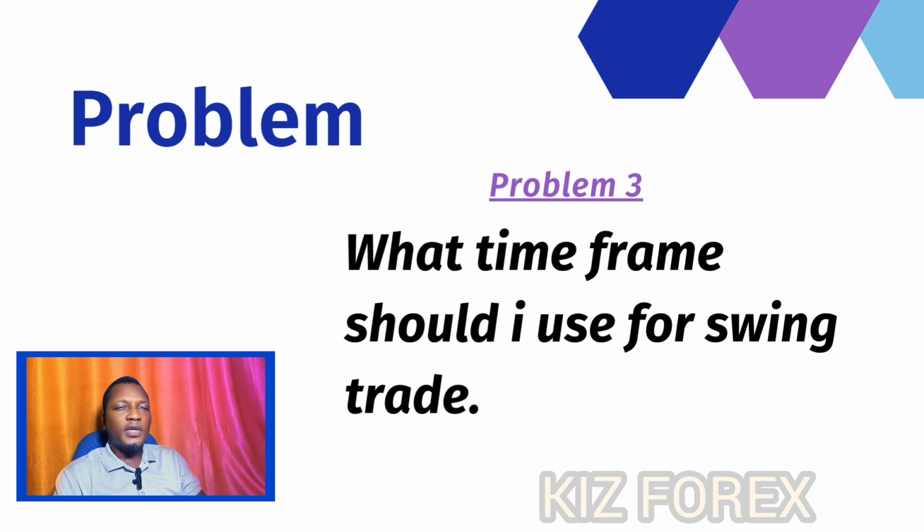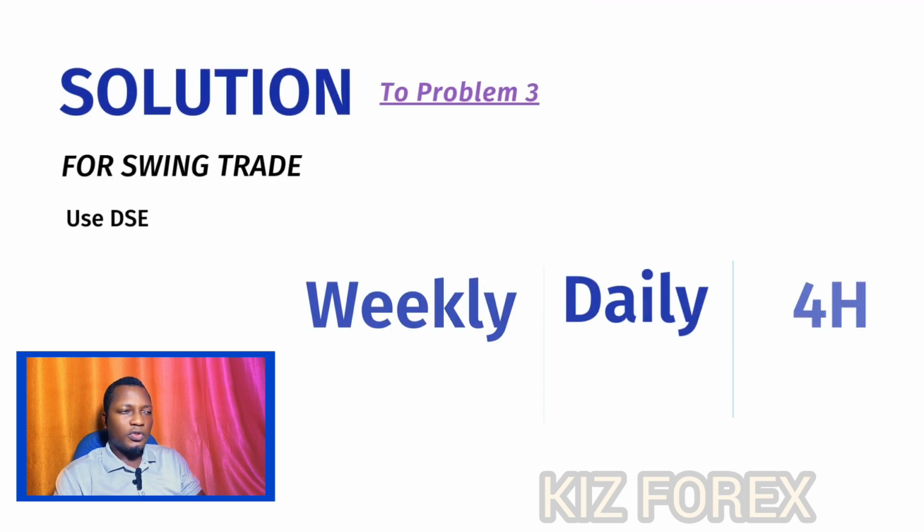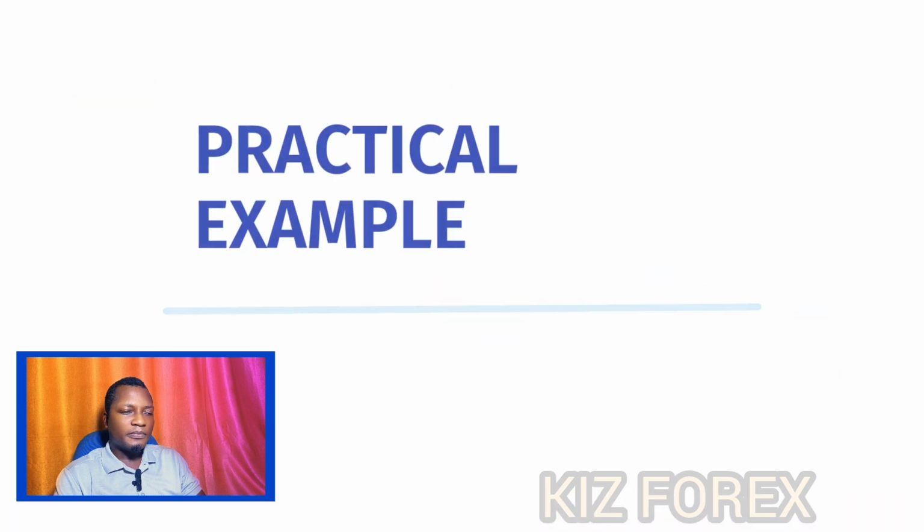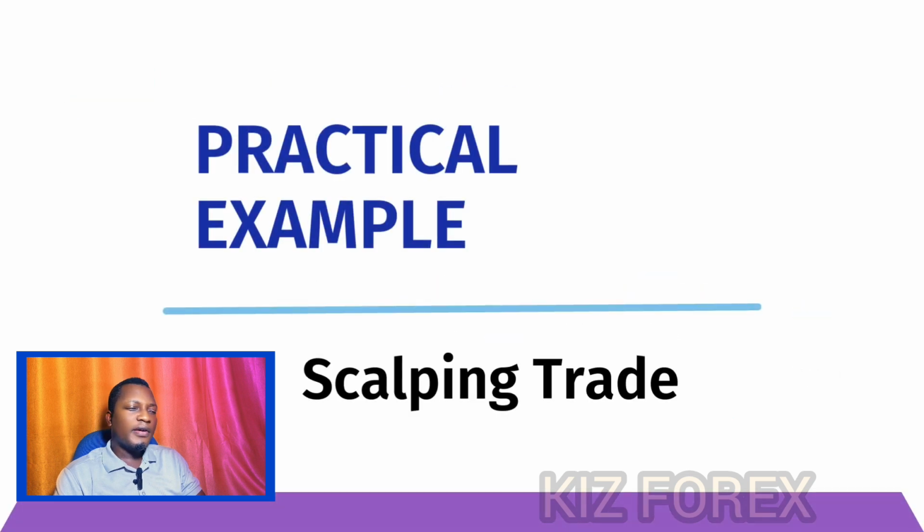Now, if you're going to be swinging in the market, what you should use is your weekly time frame, which is of course your directional time frame, your daily time frame, which is of course your signal time frame, and your 4-hour time frame, which should be of course your entry and exit time frame.